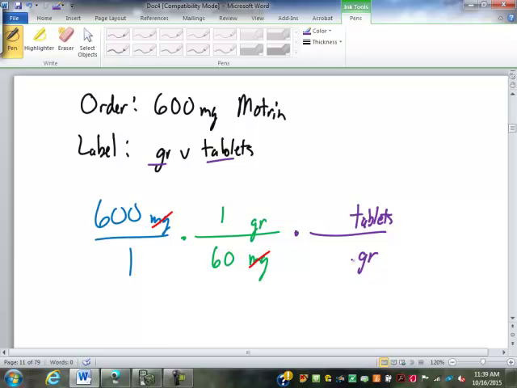What numbers go where? GR V means 5 grain tablets. 5 grains per 1 tablet. So now the grains cancel out. We have 600 times 1 times 1 tablet is 600 tablets. 1 times 60 times 5 is 300. That divides out to be 2 tablets.